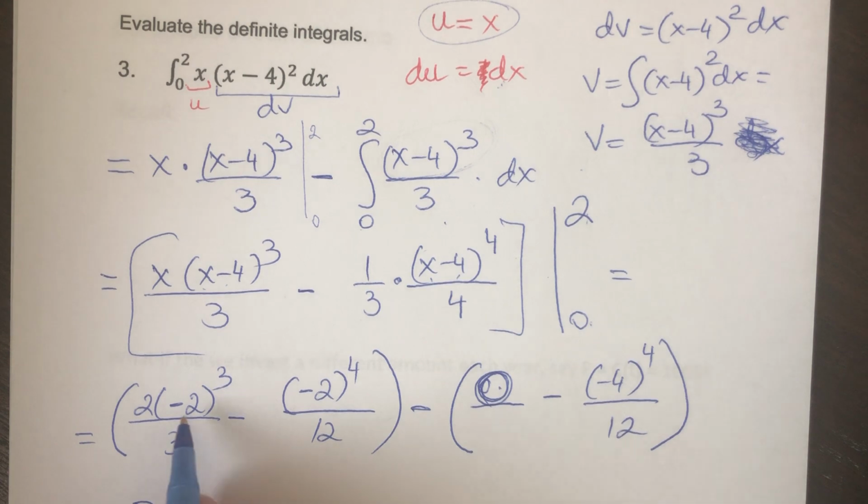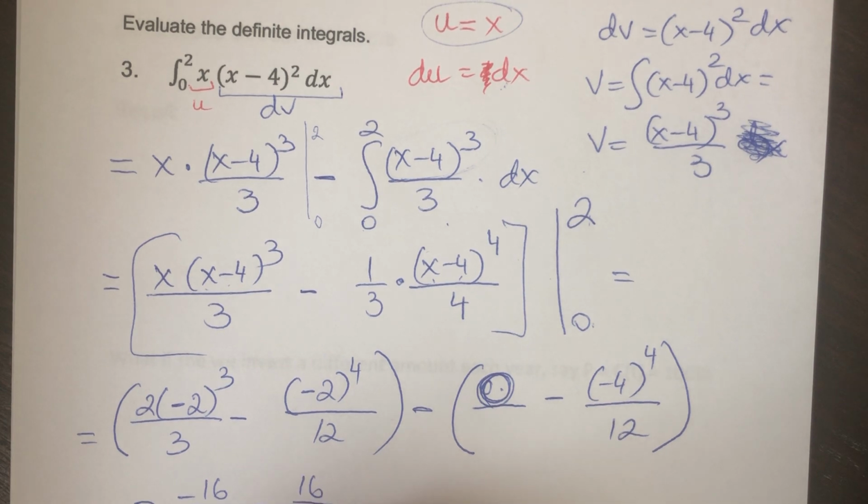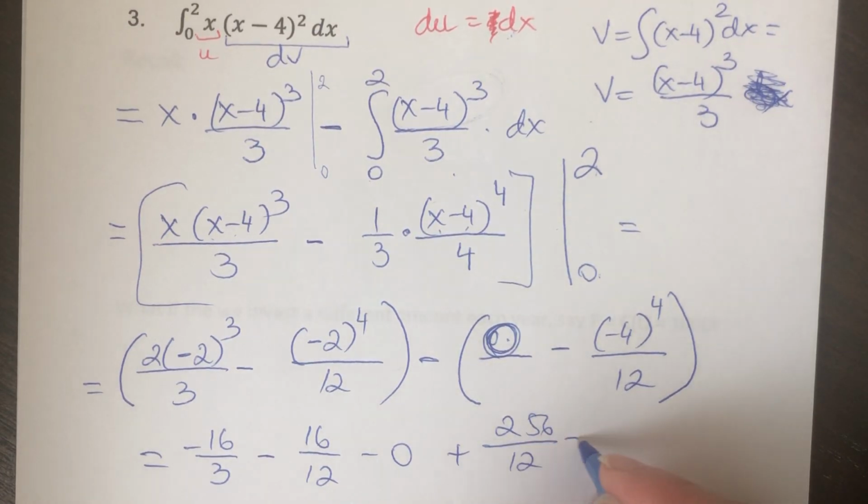But this is what I'm going to get. That's a negative 16 thirds minus 16 over 12. That's a 0, and minus minus is a plus. 256 over 12. Put all of that in your calculator and you're going to get 44 thirds.